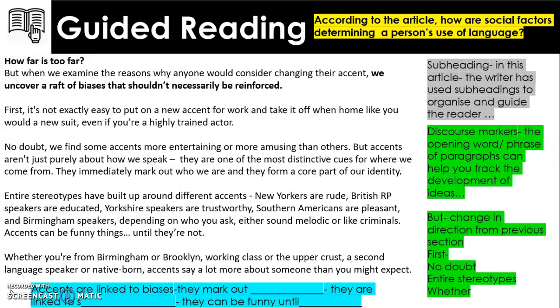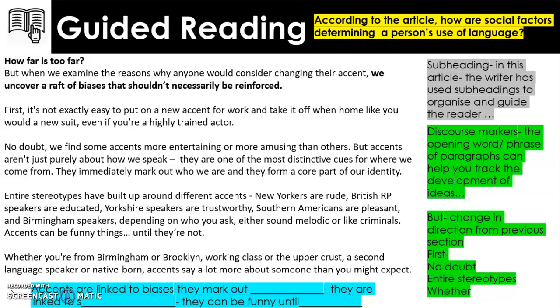Accents can be funny things until they're not. Whether you're from Birmingham or Brooklyn, working class or the upper crust, a second language speaker or native born, accents say a lot more about someone than you might expect. Okay, so this linguistic task here is just to make a note really at this stage of the discourse markers.